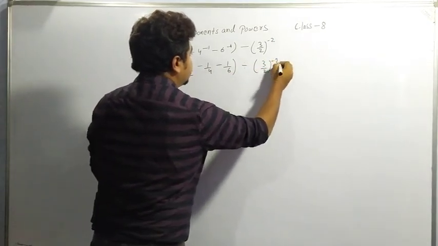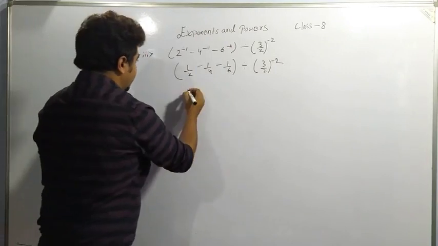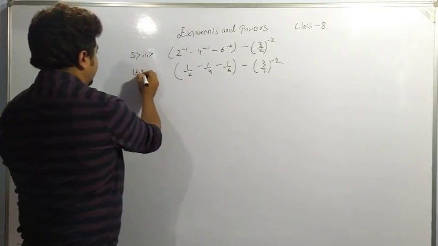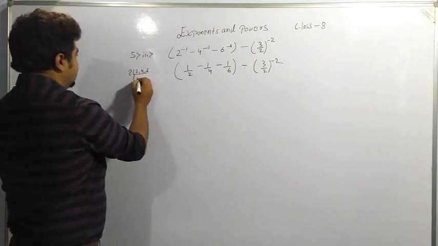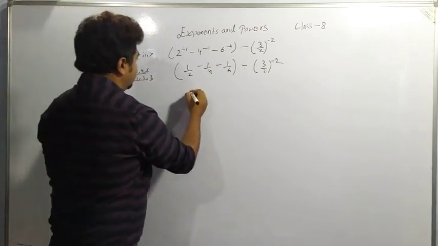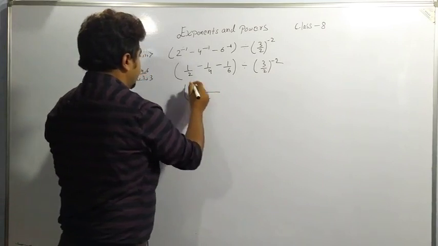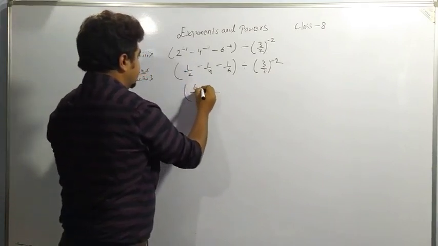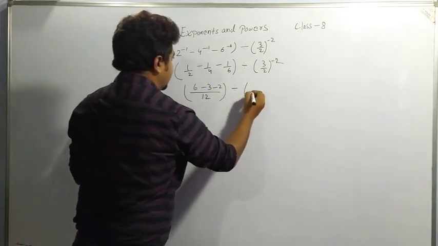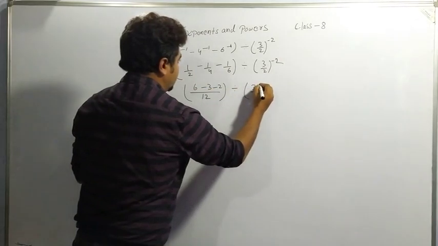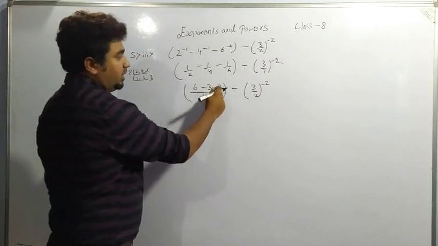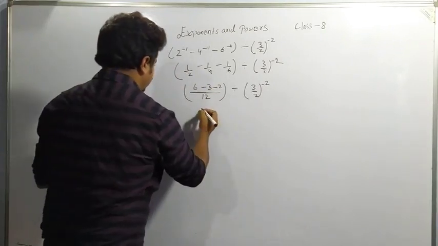First we will be dealing with this part. First we will be solving this part, then we can take 2, 4 and 6. We can take the LCM of 2, 4 and 6. So it is coming out to 2, 1, 2 and 3, which is 2 2s are 4, 4 3s are 12. LCM is 12. And again we can write it as, this is 6, this is minus 3 and this is minus 2, divided by 3 by 2 to power minus 2. Now this is 6 minus 5 is 1 by 12.